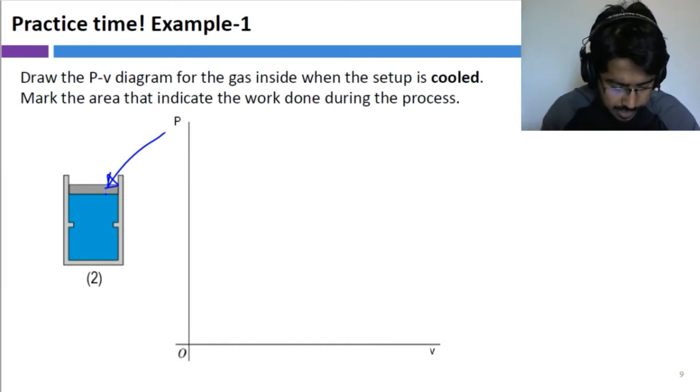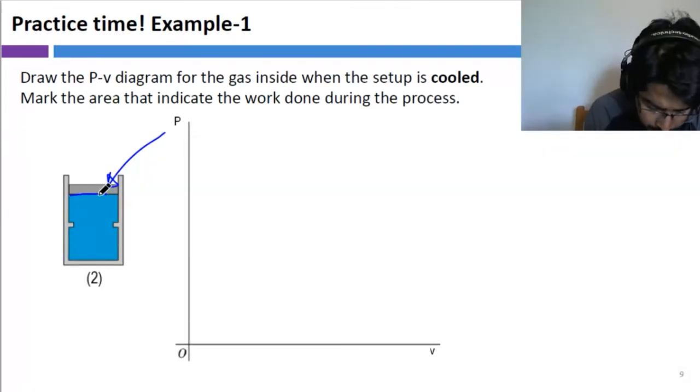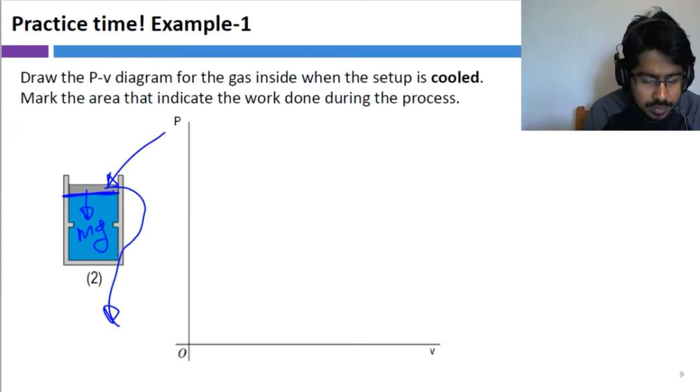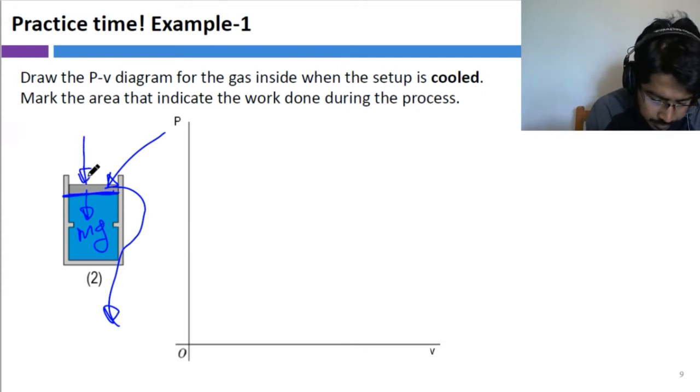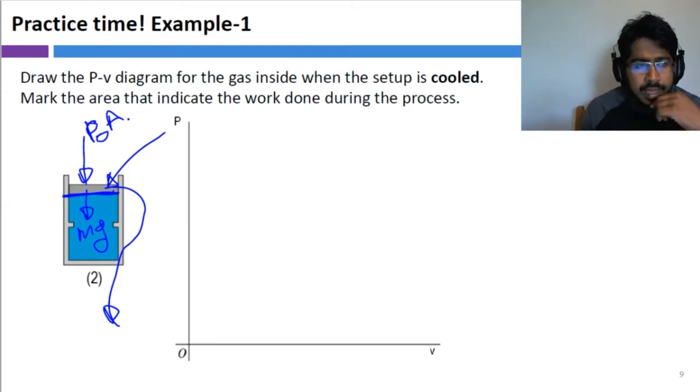So if we want to find the pressure on this top surface, then what would we do? We'll get, this is the weight of the piston, and this is the force applied by the atmospheric pressure, right? A is the area of the piston. Do we all agree there?